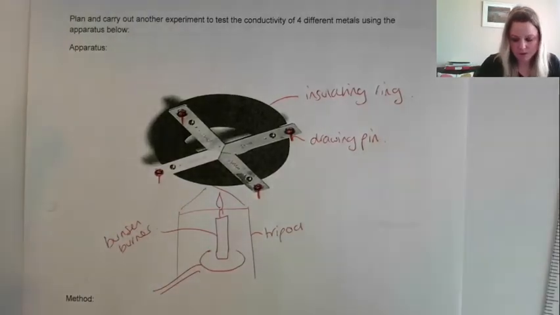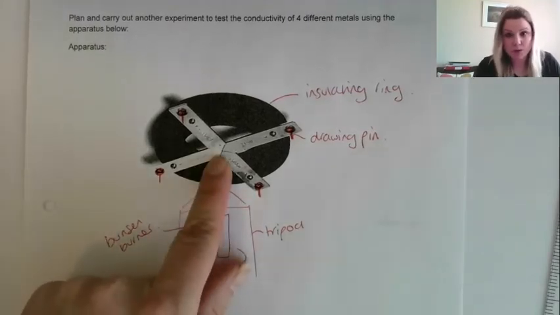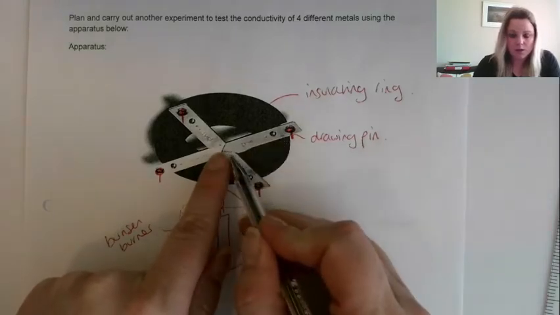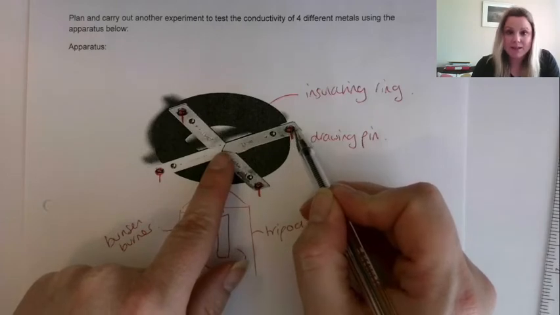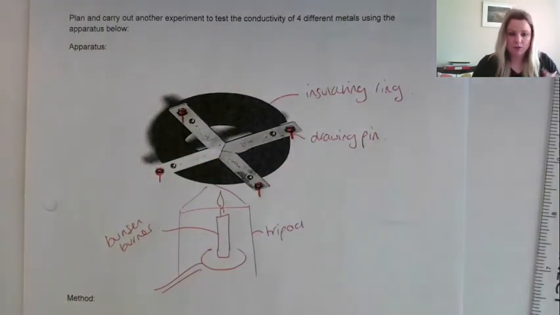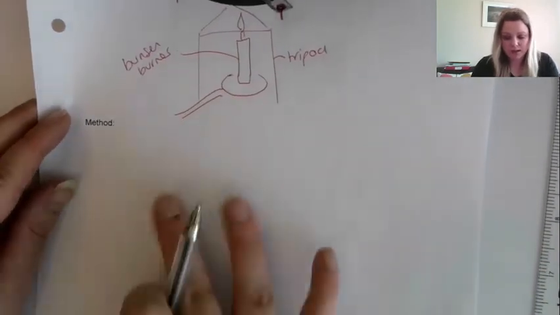Okay, now it's the exact same principle. We put our heat source right in the middle here, and then the heat energy is going to conduct along these metal bars, and whenever it reaches the end, it'll melt the candle wax and the drawing pin will fall off. So all we have to do is look for the drawing pins falling off, and we'll see which material is the best conductor. So again, we're going to have to write out our method for that, so let's do that now.